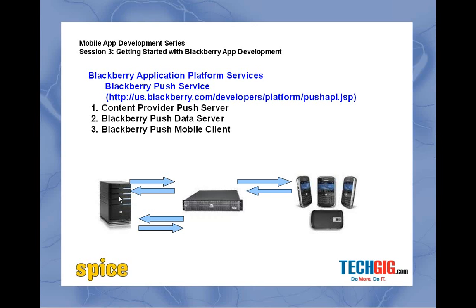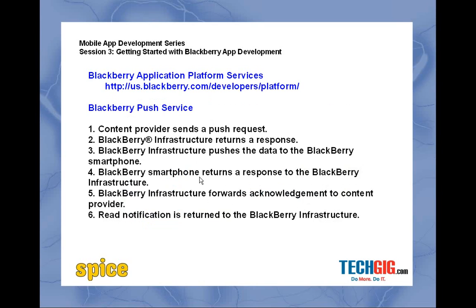What it does is take a device PIN here and call one API on this, using a web interface, XML over HTTP, using the HTTP POST method. The request comes here, then notification is given here. Then the push data server communicates with the devices, and once the push is notified, it also acknowledges here using a callback. So the steps are 1, 2, 3, 4, 5, 6. The content provider sends a push request. BlackBerry infrastructure returns a response. BlackBerry infrastructure pushes the data to the BlackBerry smartphone. The BlackBerry smartphone returns a response to the BlackBerry infrastructure.